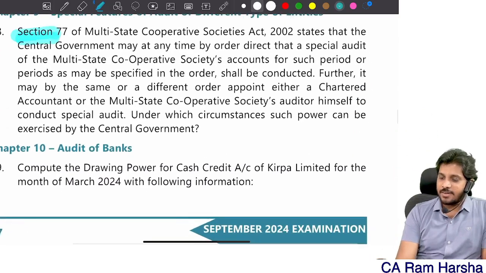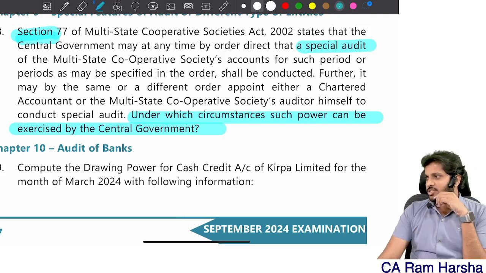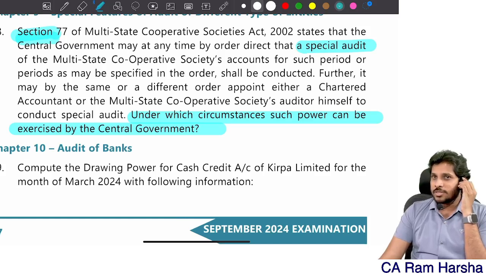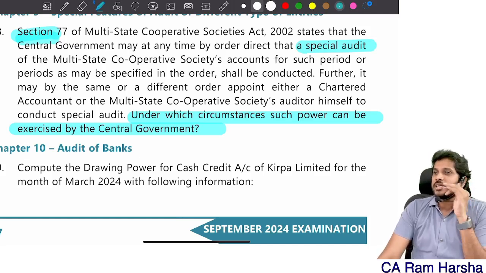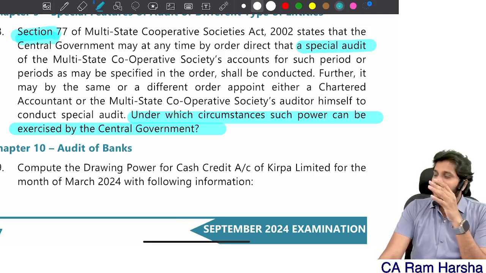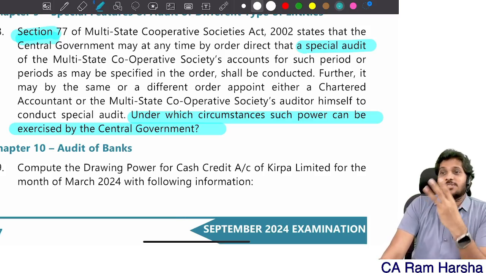Section 77. Under what circumstances can the power be exercised by the central government, like about special audit? Cooperative societies, the central government can exercise special audit in a few circumstances. When the society is carrying on business that is endangering the interest of the public or something. There are some 3 criteria. Or when the society is becoming insolvent. There are 3 circumstances when special audit will be carried out.